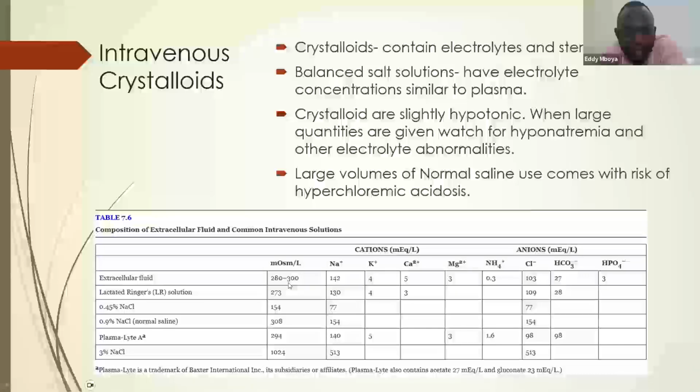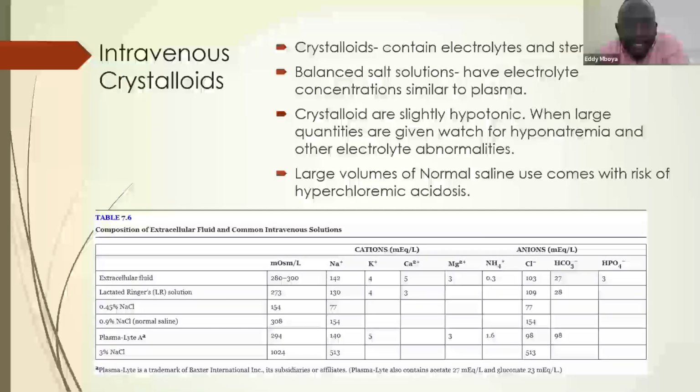So we have this image, or this table, which shows us the composition of different intravenous fluids that we use and their comparison to plasma. The first column is the extracellular fluid volume, which represents plasma. The osmolarity is 280 to 300 milliosmoles per liter, which is normal. But when you look at saline, which is used quite commonly in our setup, you find that the osmolarity is 308, which is a bit on the higher side.